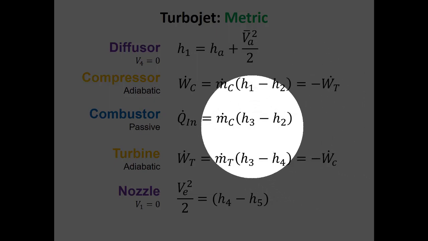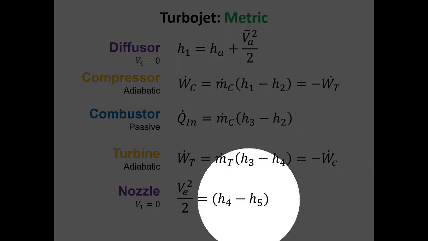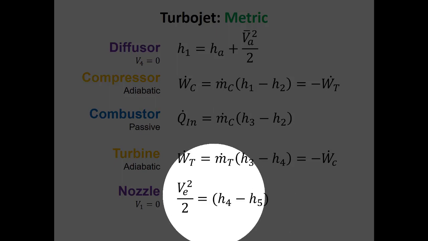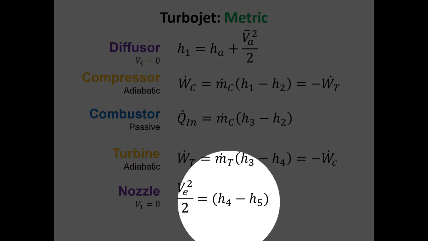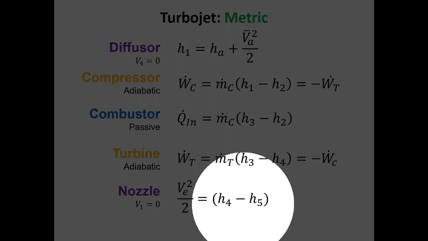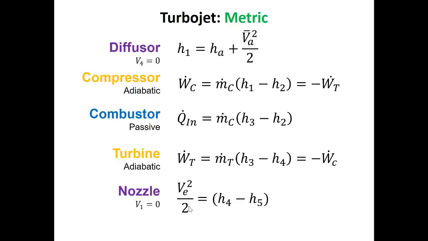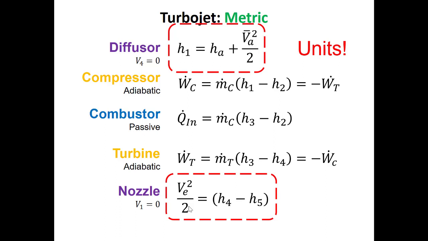The combustor is treated the same way as a combustor would be treated in any Brayton cycle, m dot times h out minus h in. And for my nozzle, I'm trying to turn this change in enthalpy into kinetic energy. So I'm trying to maximize that velocity at the exit. So this is good, and this is pretty much how commercial airplanes work, right?